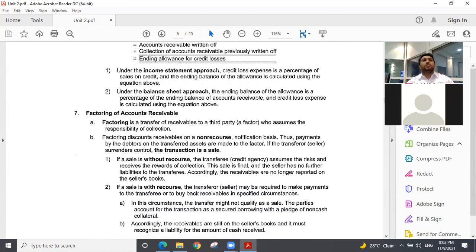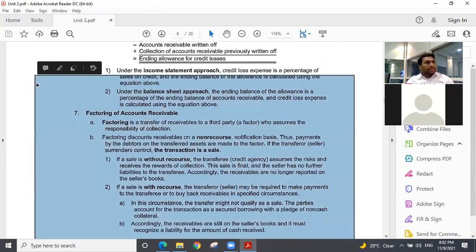Another is the income statement approach, where credit loss expense is a percentage of the sales on credit, right? And the ending balance of allowance is calculated using the equation above. And under the balance sheet approach, the ending balance of the allowance is a percentage of the ending balance of accounts receivable, and the credit loss expense is calculated using the equation above. Clear?